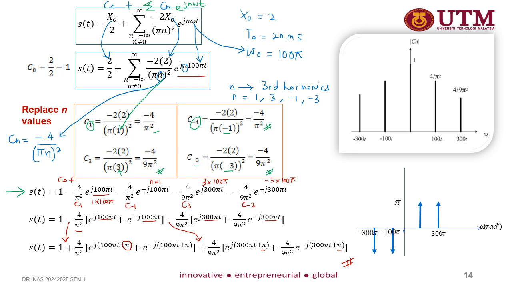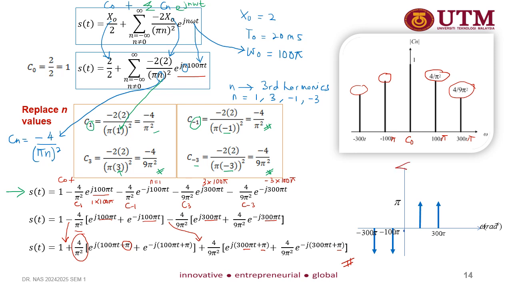Look at the first one. You have your C0 here, so the magnitude is 1, and then the first frequency is 100 pi. At 100 pi, the magnitude is 4 over pi squared. The same goes for the negative frequency. Next, at 300 pi, the magnitude is 4 over 9 pi squared. The same goes for the negative frequency.